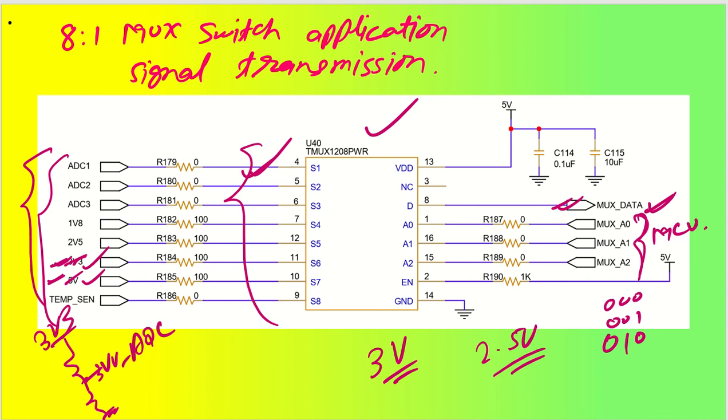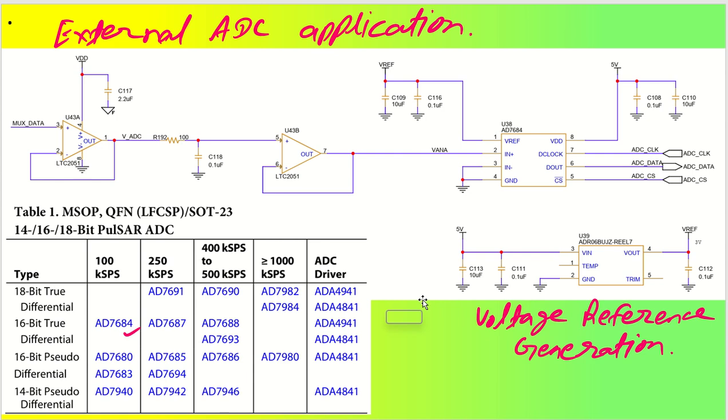Now let us talk about the external ADC that we can feed this mux data to, and that can generate my ADC values. For that, I have taken one external ADC from Analog Devices, which is the AD7684. The AD7684 is a true differential ADC. However, there is no differential signal, so I have connected my negative signal to ground. So this is a single-ended ADC, and right now it is working. Mux data is coming and I am passing it through a buffer, and this buffer gives the regenerated signal at the V_ADC.